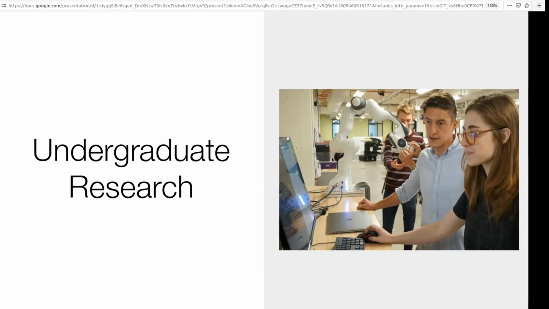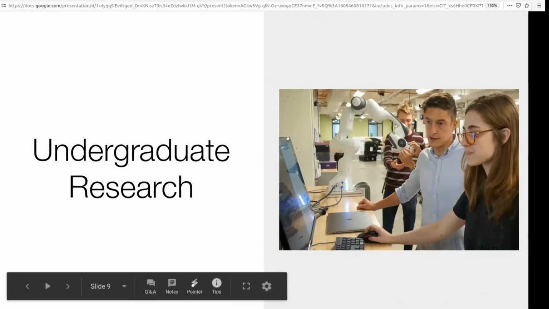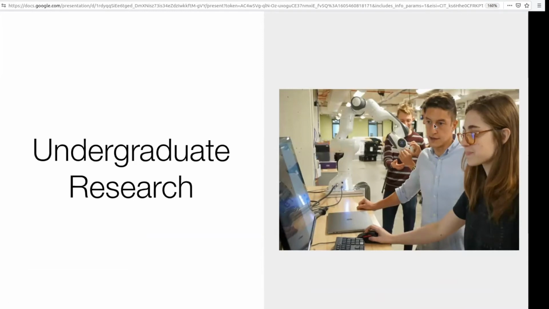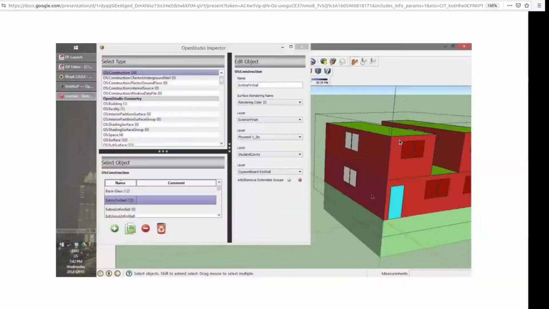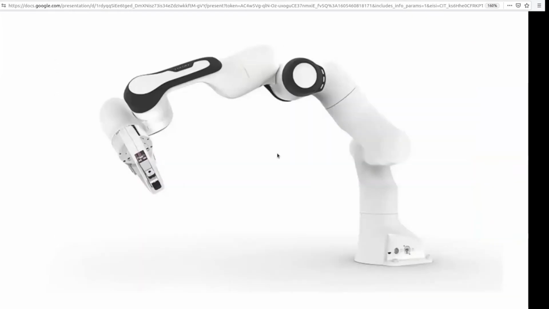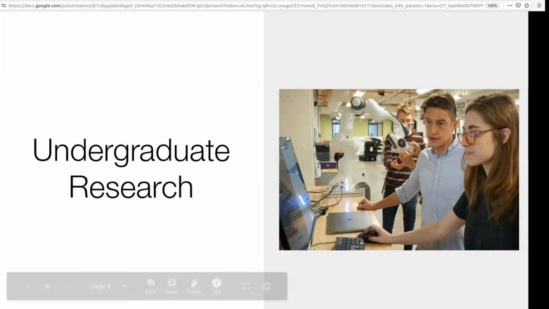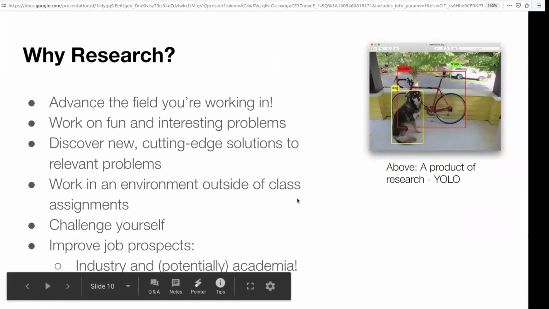So now let's get into the main stuff, undergraduate research. An important point is, if you remember the old picture that I showed previously of my lab, this fellow right here is my supervisor. And then this arm here was the previous arm. It's called the Franka Panda. So yeah.